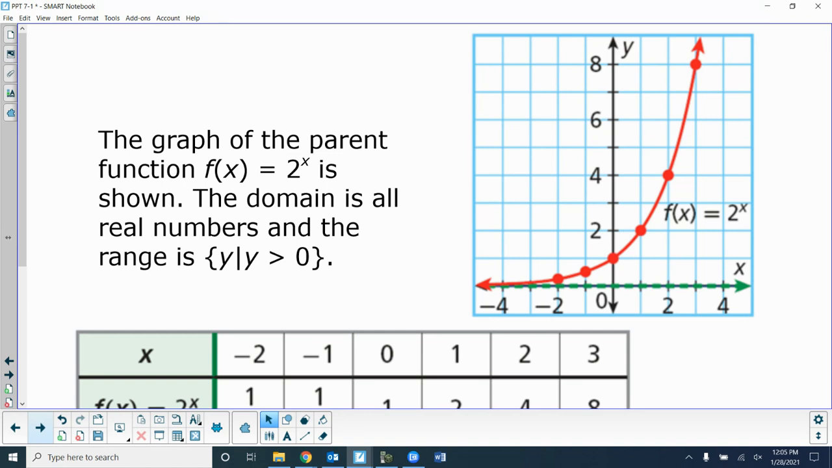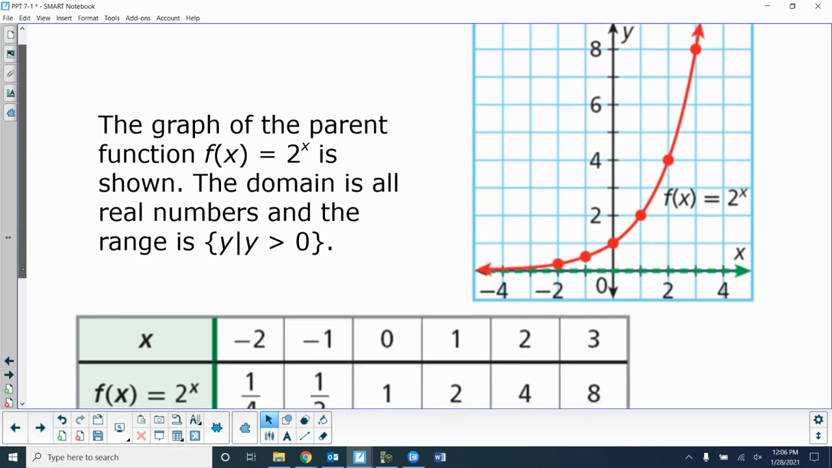Okay, so the graph of the parent function f of x equals 2 to the x is shown. So this is 2 to the x. All growth graphs for exponentials start out kind of flat and then they take off like that. Decay ones, they get small really quick and then it kind of flattens out. They just look more like an L here. But they look basically the same.